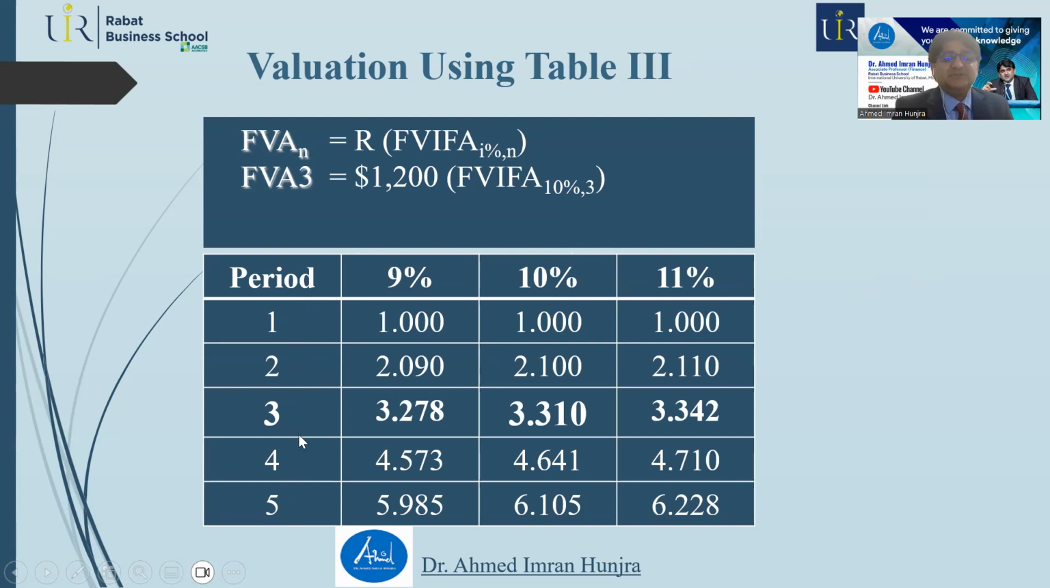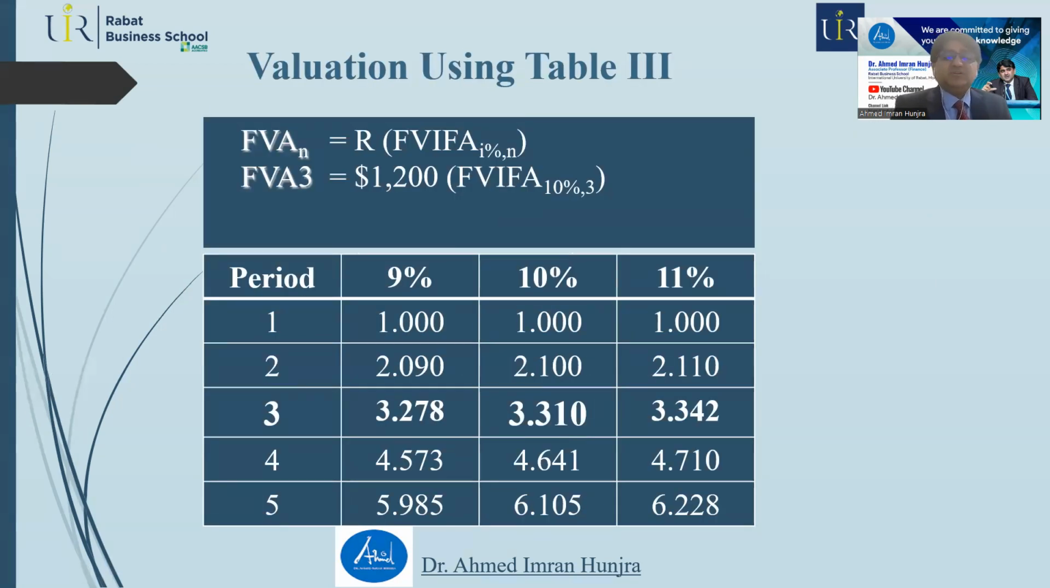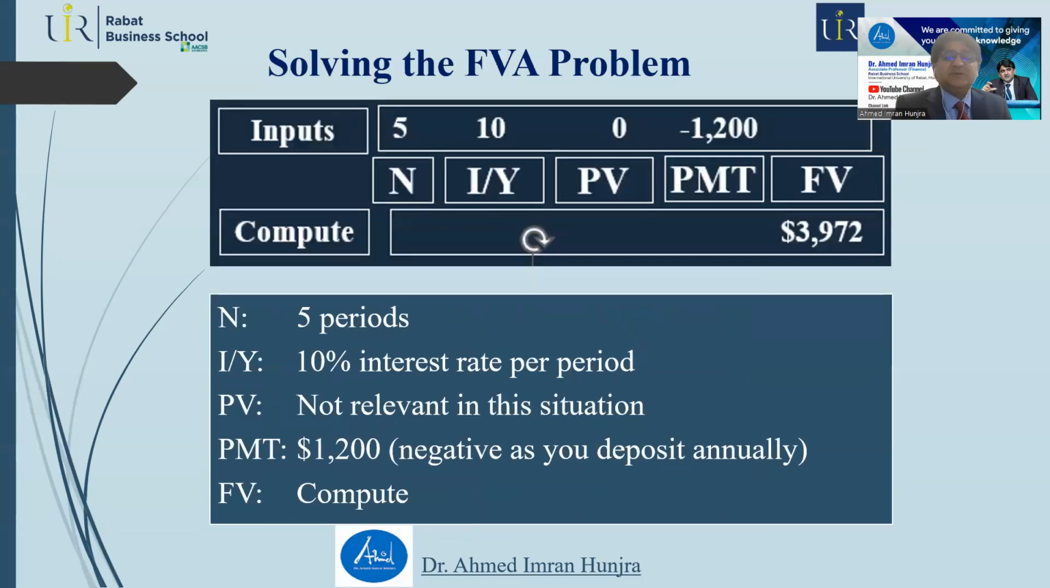Here we have the number of years in the rows, and the columns are related to the percentage. So in this case, 10% is the interest rate and the number of time periods is 3. We can find the value at 10% for 3 years: 3.310. So 1200 multiplied by 3.310 gives us the answer, 3972.